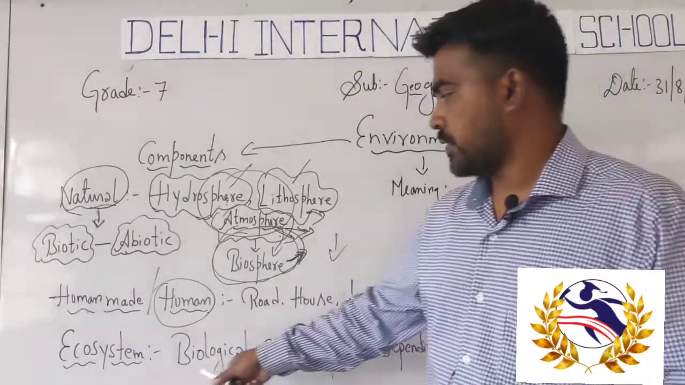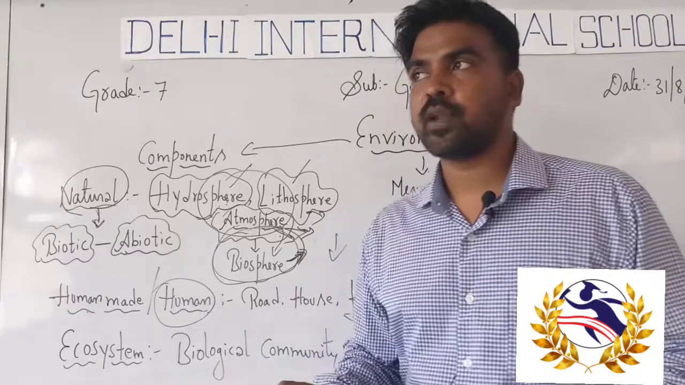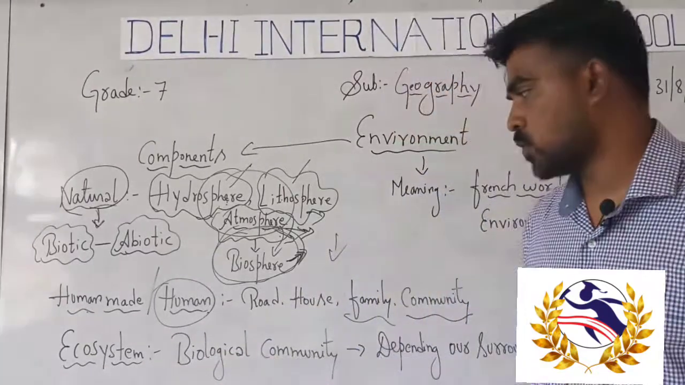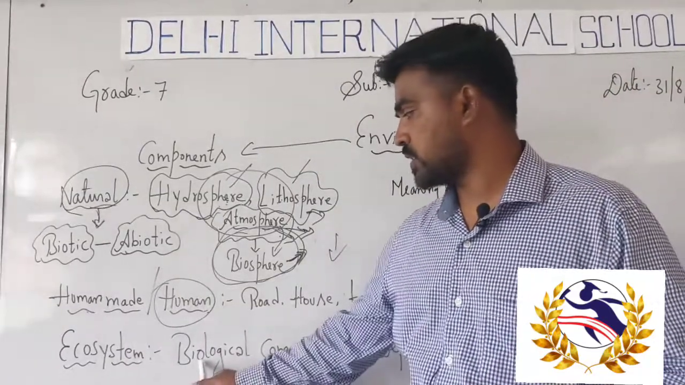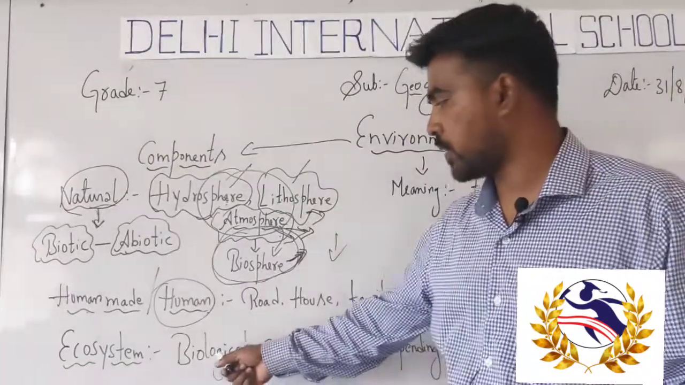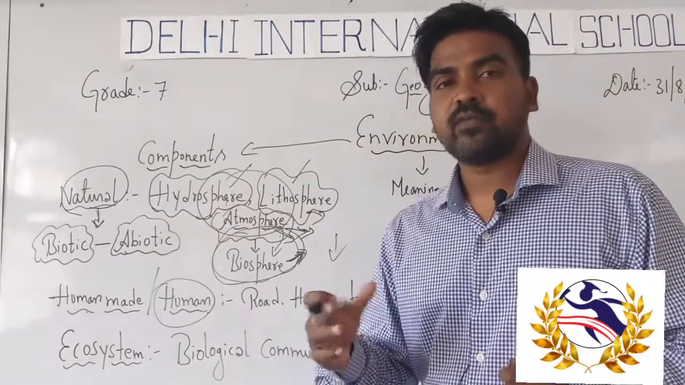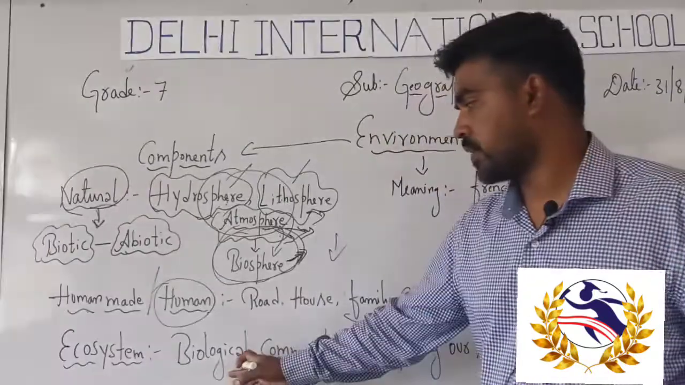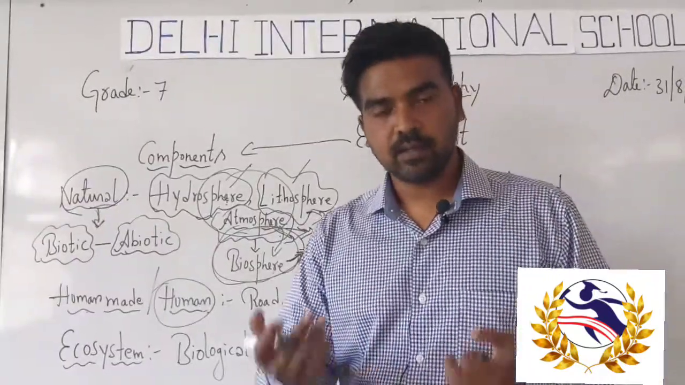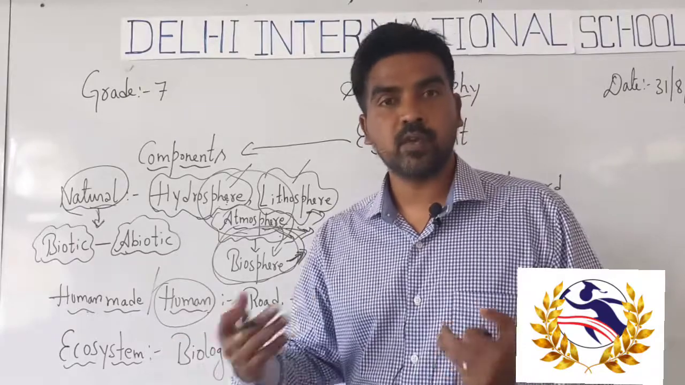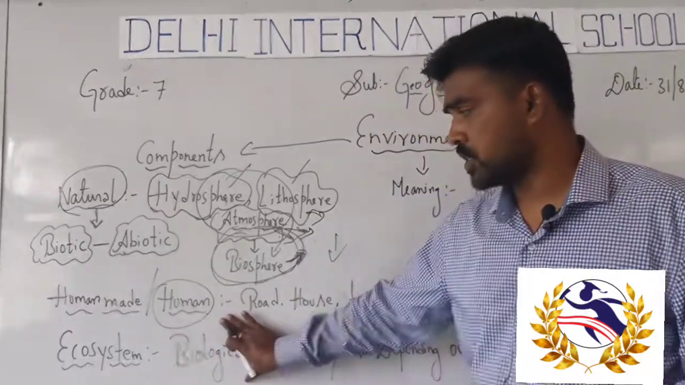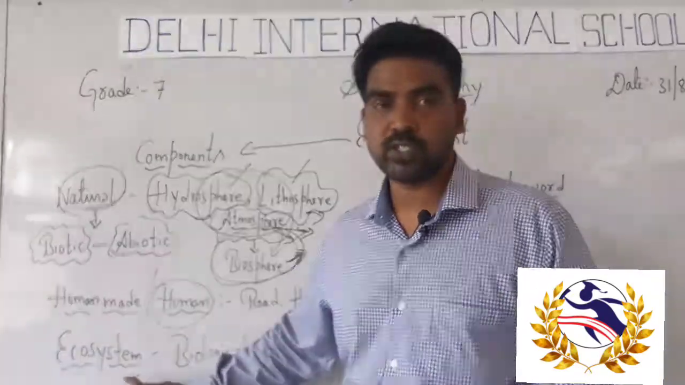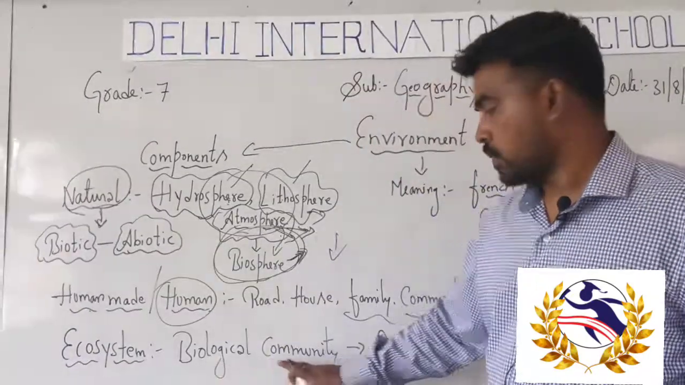Next we'll move towards the ecosystem. Being in our environment, the concept of the ecosystem is very important. So what is the meaning of ecosystem? Ecosystem means a biological community. Biological means a community of living organisms. Living organisms means plants, animals, birds, aquatic animals, and human beings, all are considered a biological community. So we are in a biological community, which we call the ecosystem.